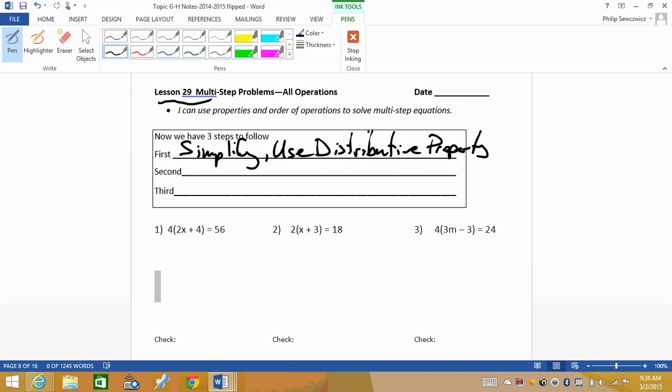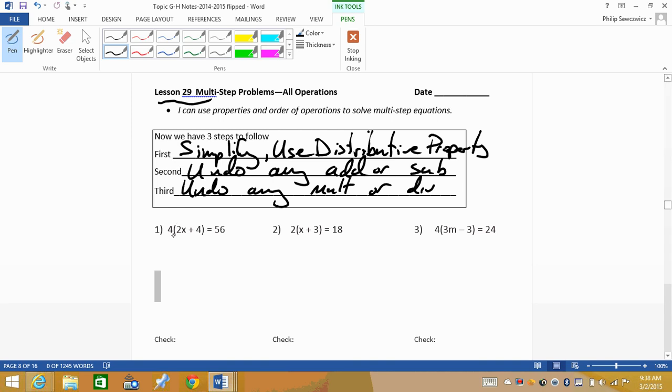What you're going to find here, second, just like before, you're going to undo any sort of addition or subtraction. And then lastly, you're going to undo any multiplication and then division. So much like we saw yesterday, except we're just going to add the next layer onto it. So let's use that distributive property if you're ready.